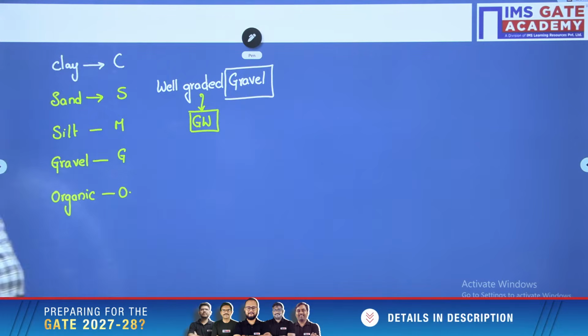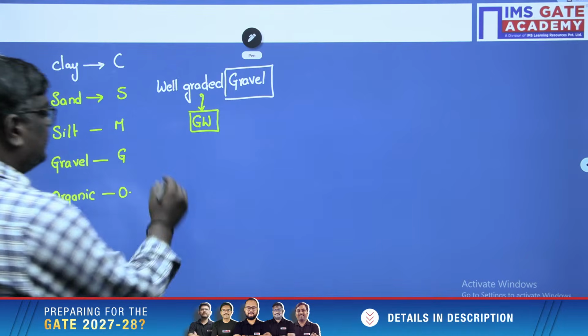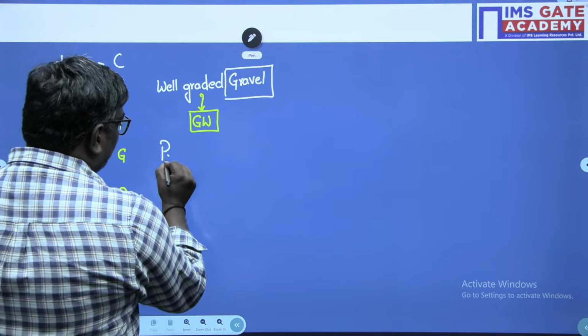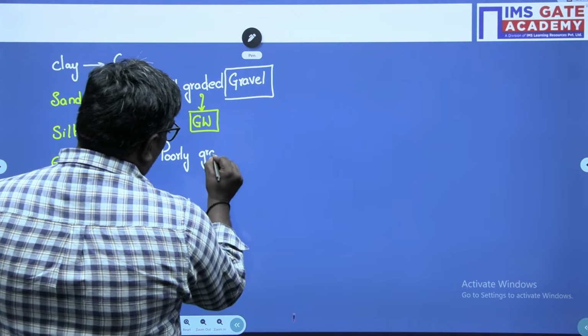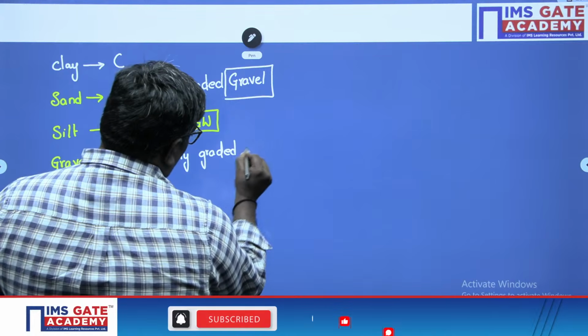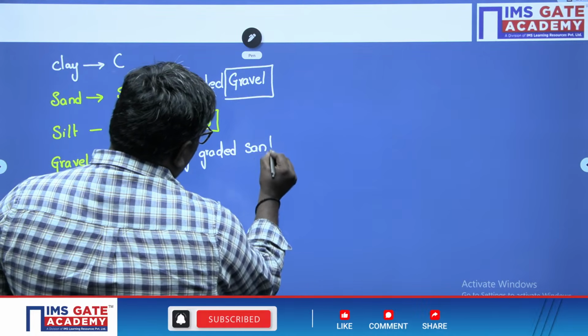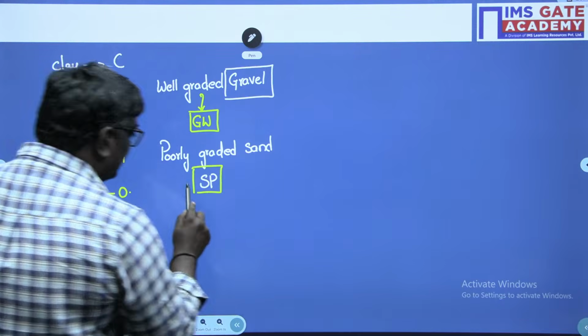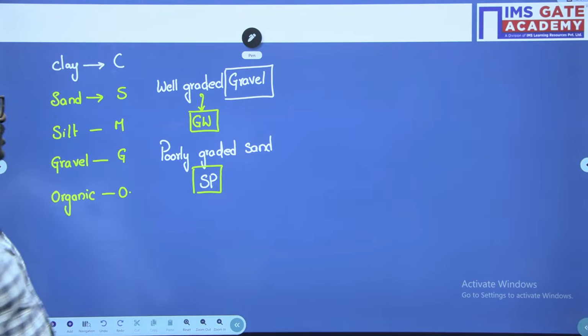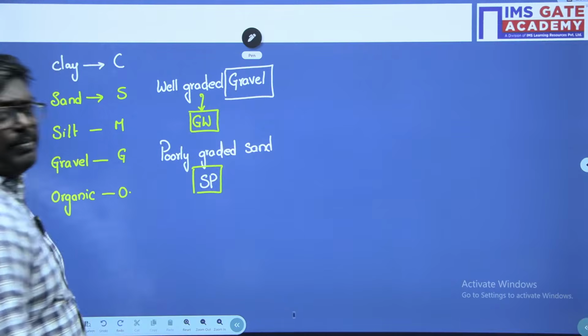So when they say well-graded gravel, it is represented as GW. Well-graded gravel will be represented as what, sir? GW. Similarly, if I tell you poorly graded sand, what is poorly graded sand, sir? It is represented as SP. So first of all, in this soil classification, the soil type will be given the highest priority.